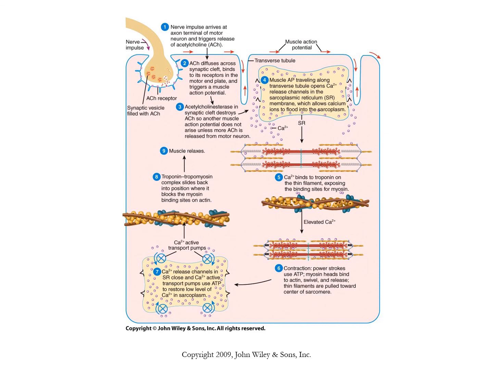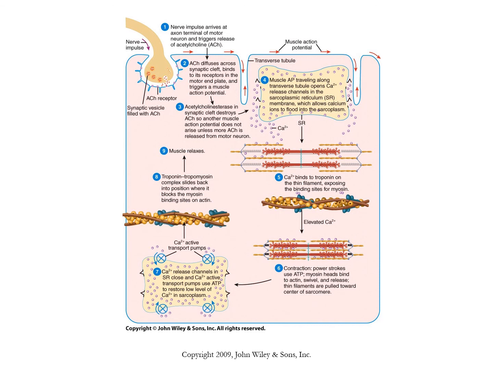However, the calcium channels that allow calcium to diffuse out of the sarcoplasmic reticulum remain open as long as there's a muscle action potential being signaled by acetylcholine in the synaptic cleft. Once calcium is sequestered back into the sarcoplasmic reticulum and is no longer in the sarcoplasm, tropomyosin will resume its resting position and will cover the binding sites on the actin. And now the muscle relaxes.